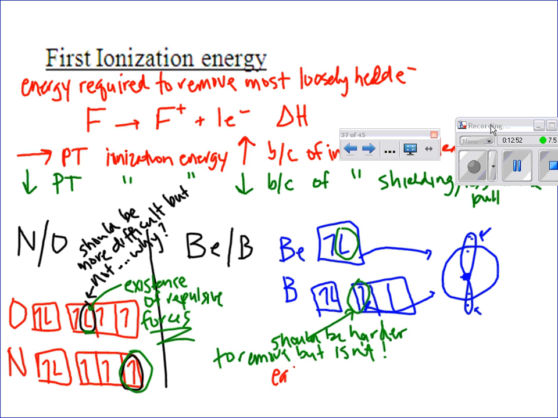So easier to remove the p electron, due to the shape of the orbital and proximity to the nucleus.